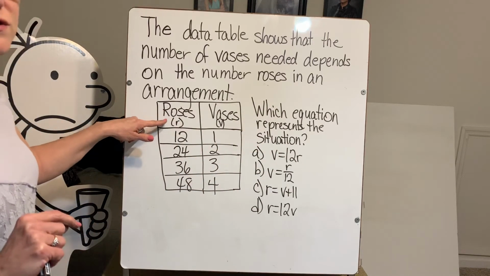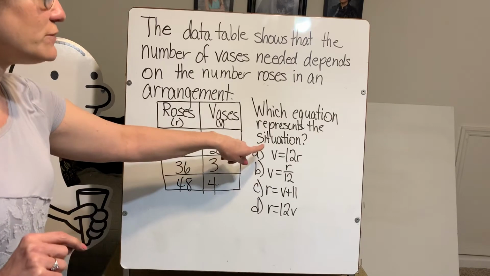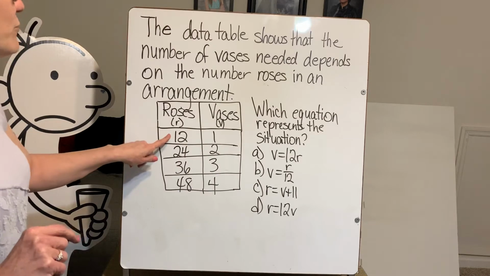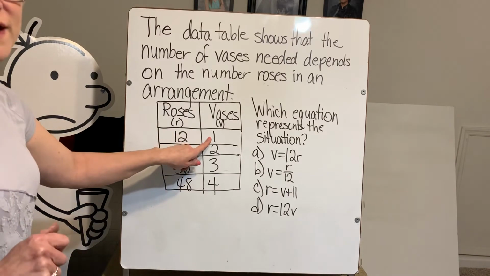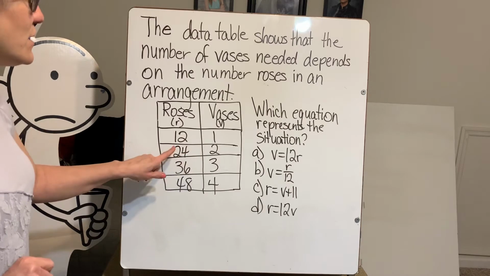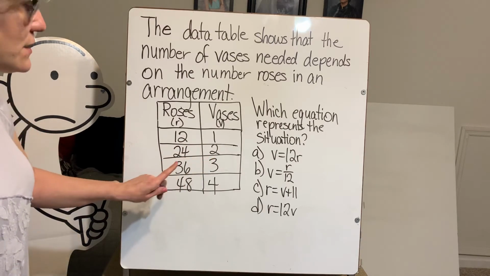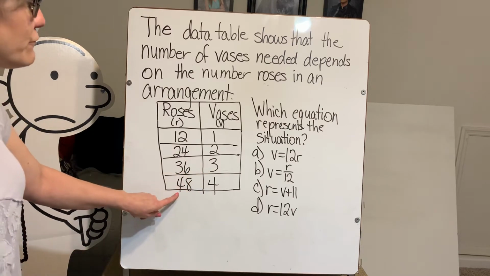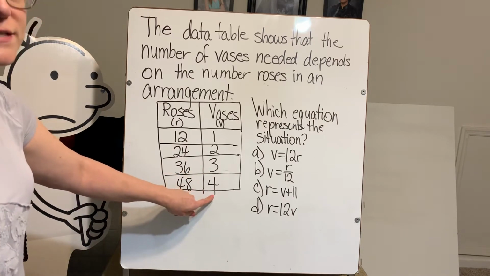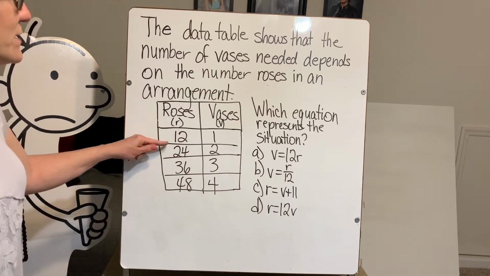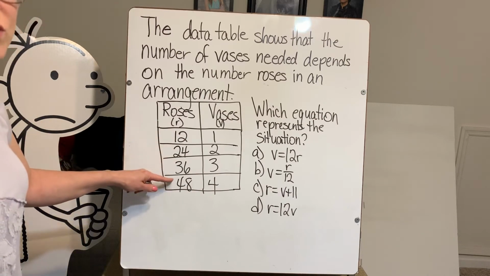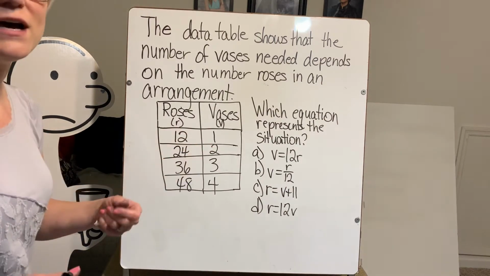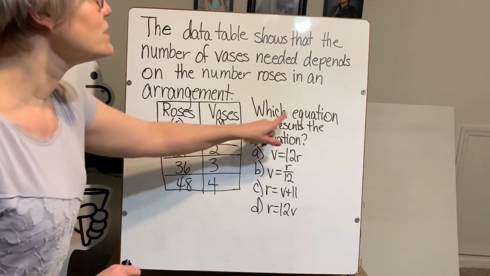So we've got roses, and the R's in the equations are the roses, and the V in the equations are the vases. If we have 12 roses, we have one vase. So 12 roses go in one vase. 24 roses, 2 vases. 36 roses, 3 vases. I'm noticing a pattern here. 48 roses, 4 vases. So I'm noticing that it's going up by 12s. So we need 12 roses per vase. A ratio. Okay, so now let's go ahead and look at this.